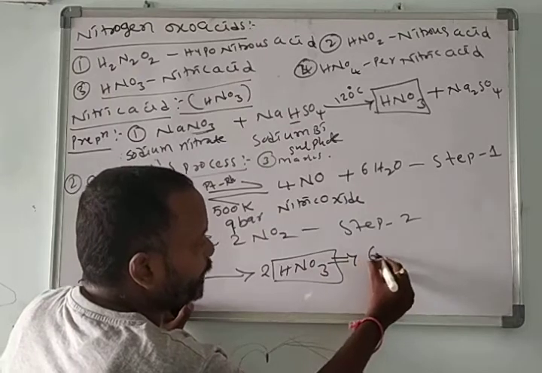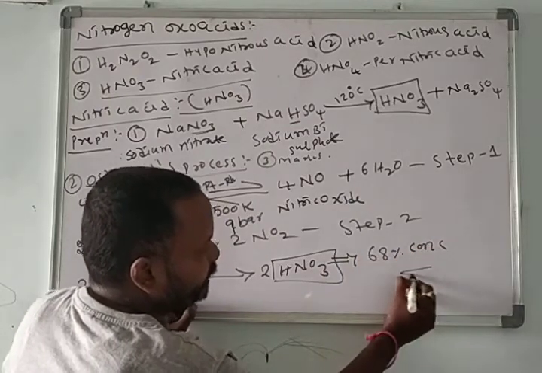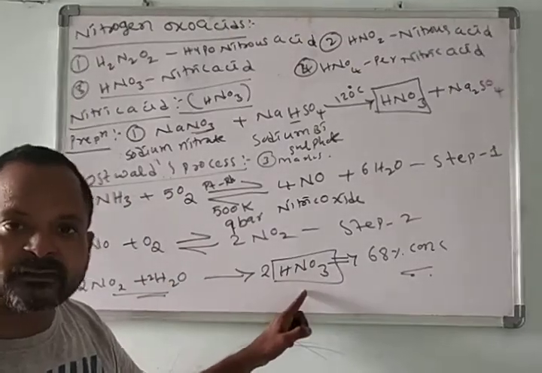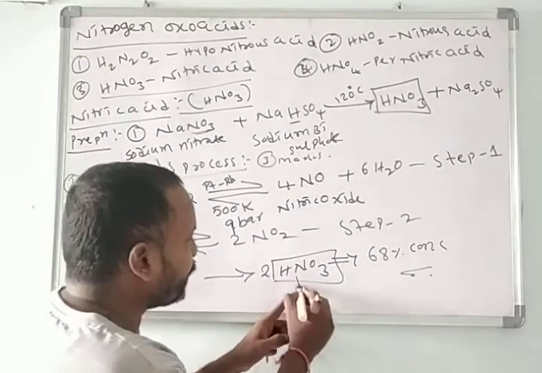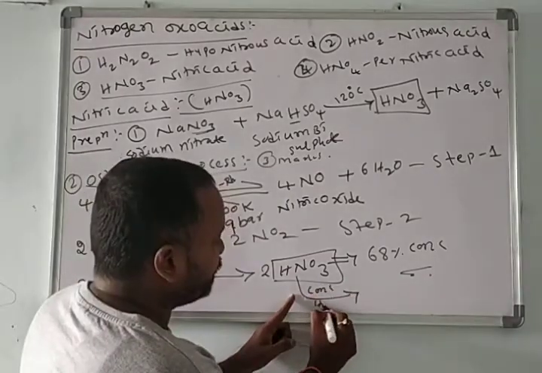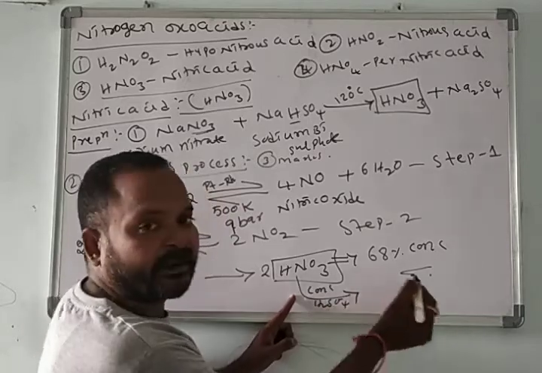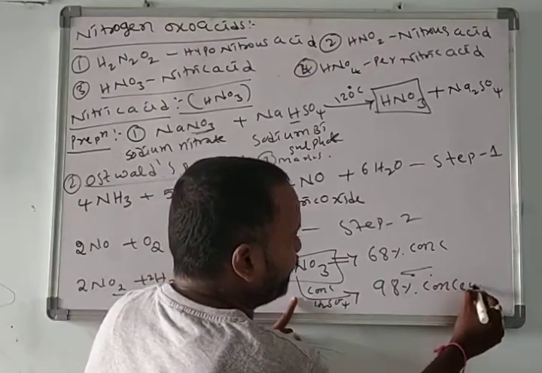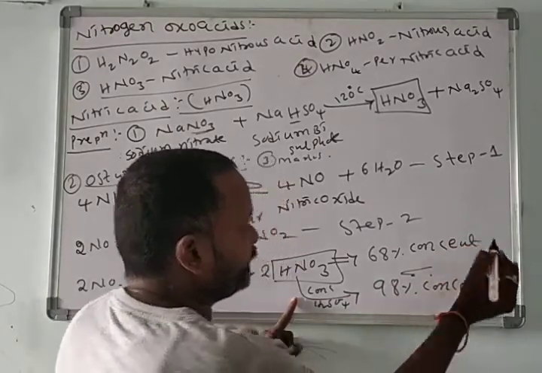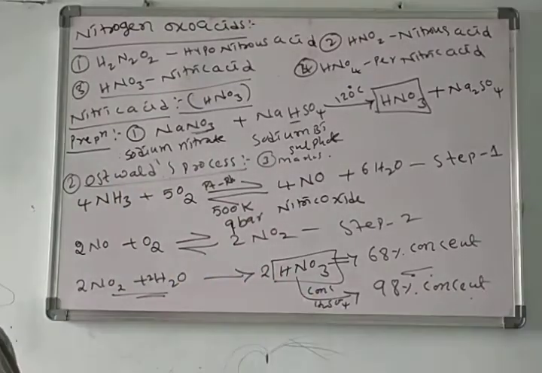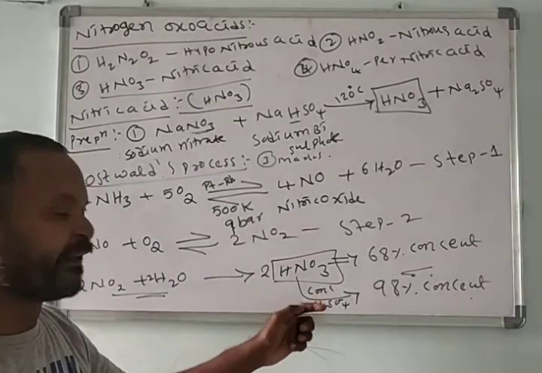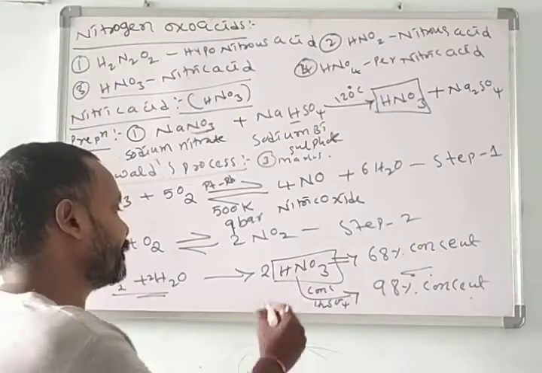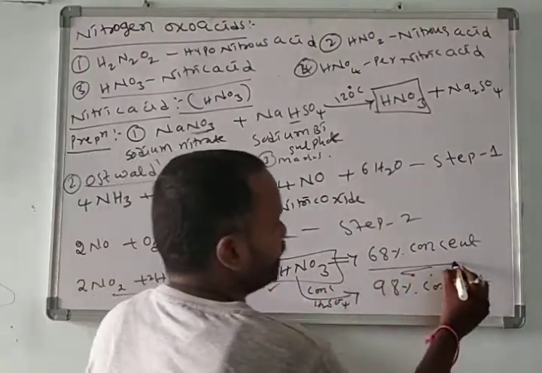Here we will get only 68% concentration. Here we have the water. When we remove the water from this nitric acid by the addition of concentrated sulfuric acid, the water will be removed and forms 98% concentrated acid. We'll get 98% concentrated acid by the addition of concentrated sulfuric acid to 68% nitric acid. This is step 3.